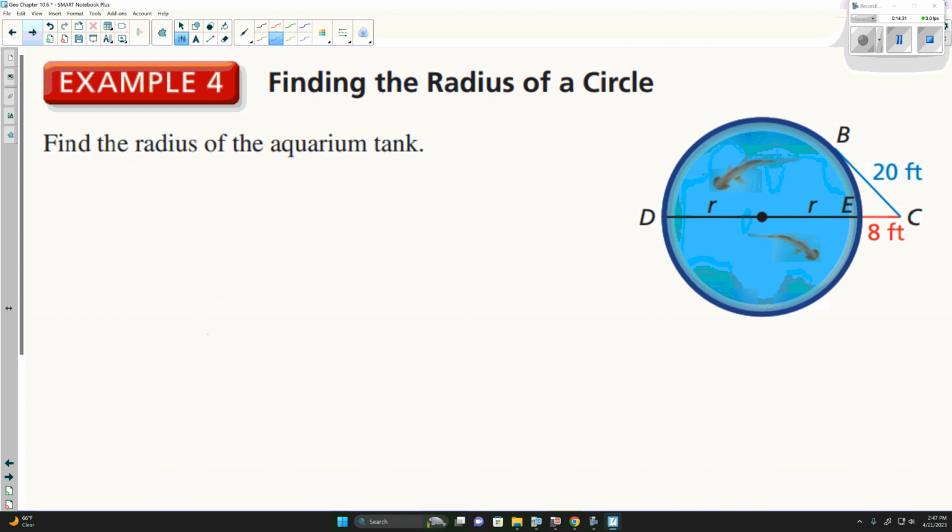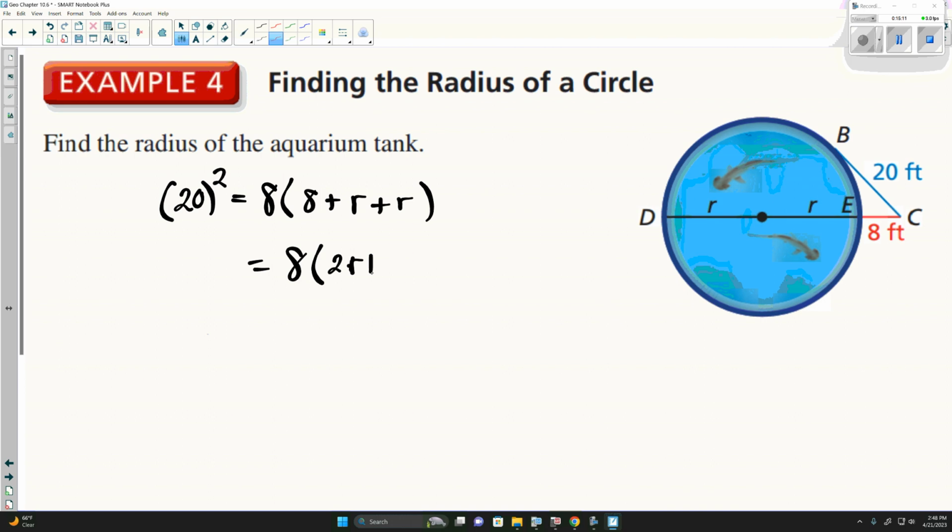Find the radius of the aquarium tank from this here. Exactly, we can say the tangent squared is equal to the external times the whole. So we can say x or r, because we do have r. We have 2 of them, because if we multiplied them, we would have r squared, but here we're just adding the lengths together. So we could say 2r plus 8.